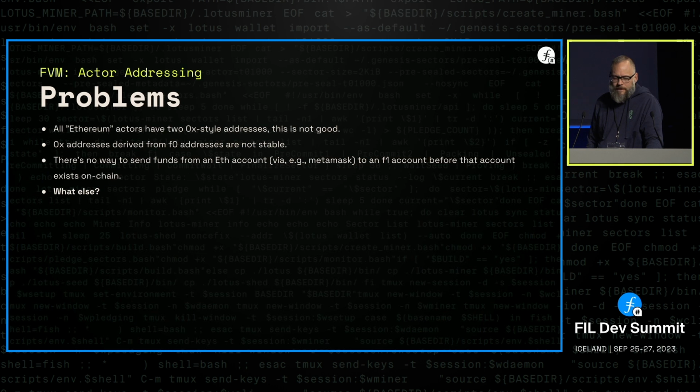The other question I have is that third one up there. There's no way to send funds from an ETH account via MetaMask to an F1 account. This is something we've talked about many, many times, and it's what I was alluding to earlier when I said you just can't fit an F1 address in a 0x style, like in an Ethereum address.